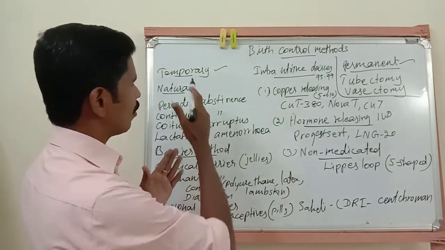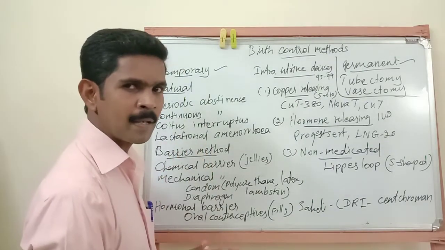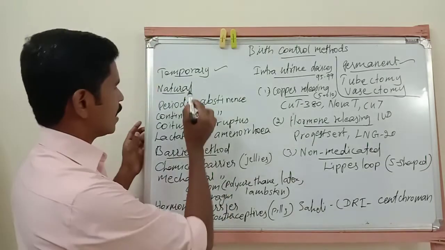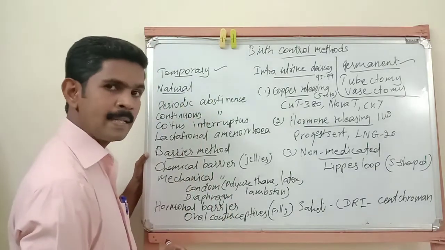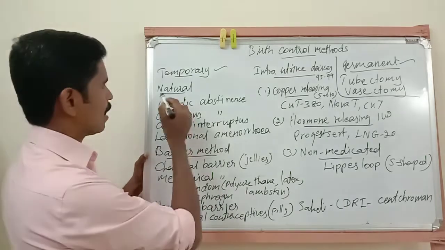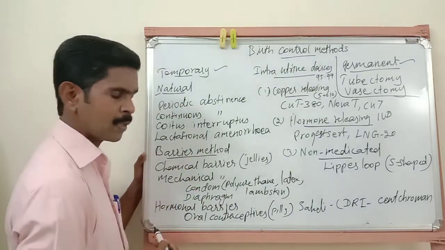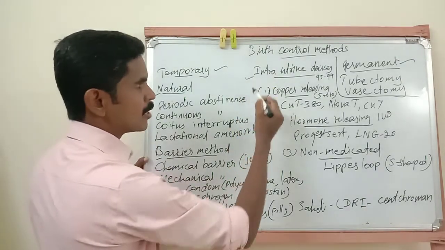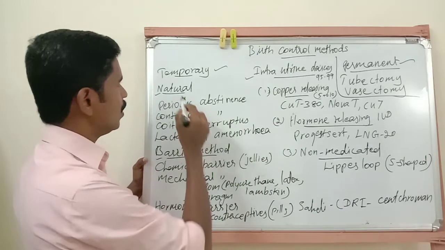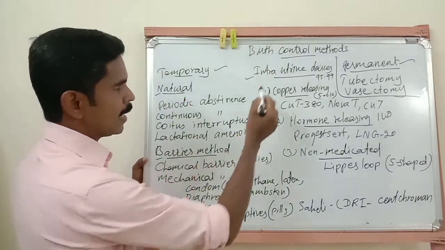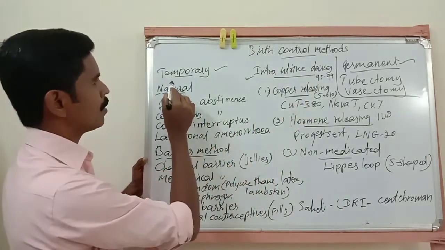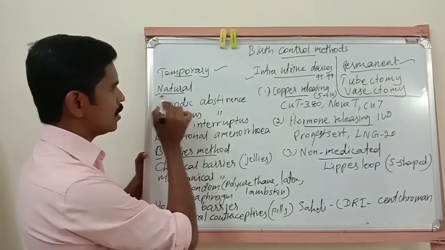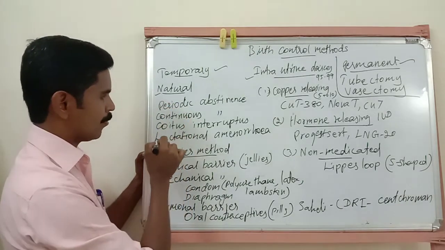First I will explain the different types of temporary birth control methods. Listen very carefully. The temporary birth control methods are again divided into many types. For example, natural methods, barrier methods, and intrauterine device methods. These are the examples of temporary birth control methods. Then, the natural method is again classified into 4 types.